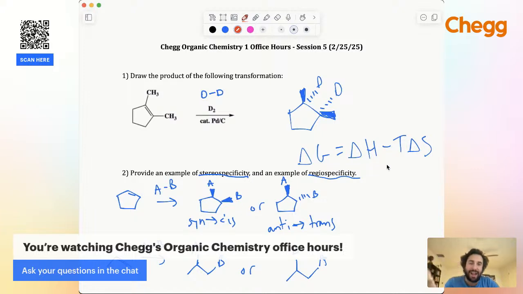Delta H is change in enthalpy, essentially change in energy or heat exchange if we're looking at constant pressure. And then T is temperature in Kelvin, we need the absolute temperature scale. And delta S is change in entropy, essentially the change in the dispersal of matter and energy in the system.